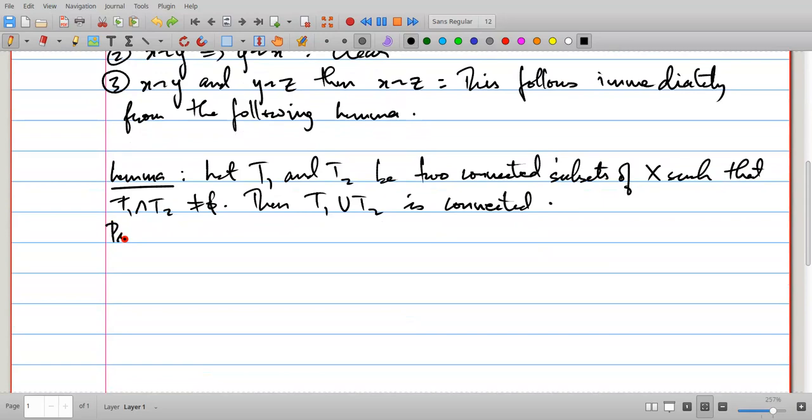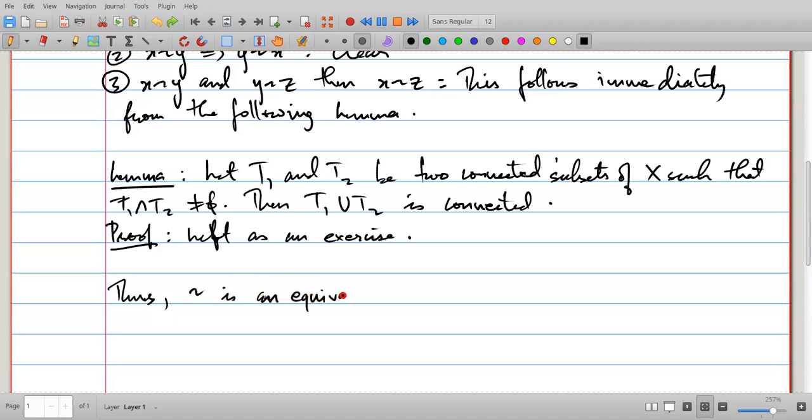So the proof is left as an exercise. So from this lemma, condition 3 is immediate. And so thus, tilde is an equivalence relation on the points of X.